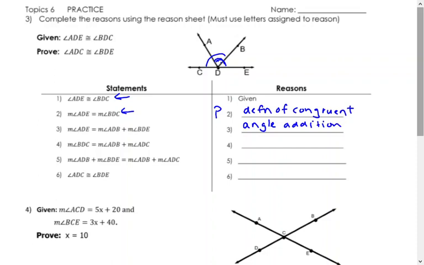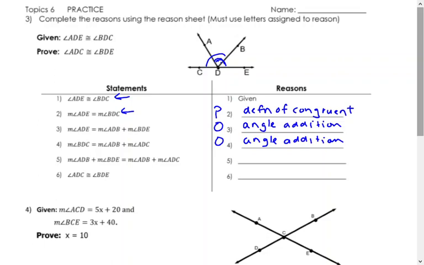Okay, and that is O on our sheet. Okay. We're next going to add ADB and ADC together, and that will total BDC. That's again angle addition. We're adding 2 smaller angles together to get how much a big angle measures. So we have angle addition again.